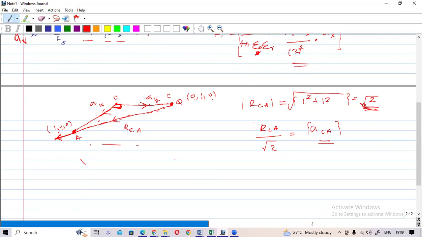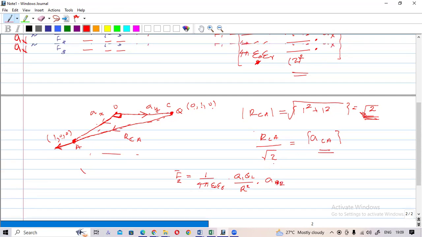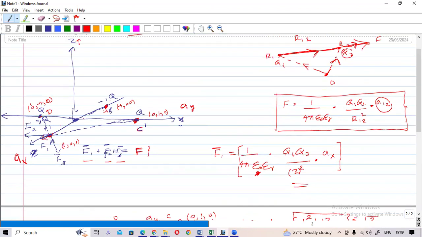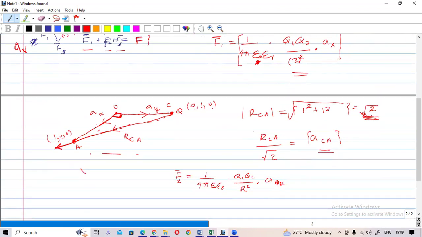So if you consider again Coulomb's law, F is equal to, let's say this is F2, that is equal to Q1 Q2 divided by 4 pi epsilon naught epsilon R, R square, times A12. We end up with this. A12, this is R12.